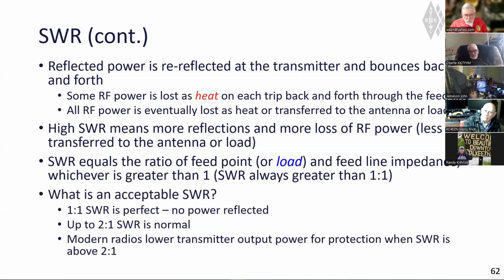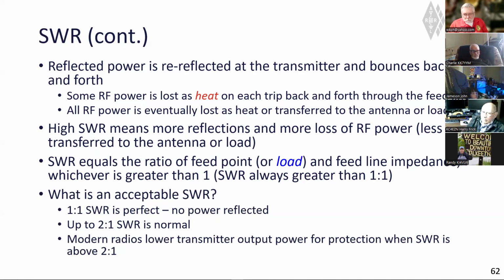What is an acceptable SWR? 1 to 1 SWR is perfect, no power reflected. Up to 2 to 1 SWR is normal. Modern radios lower transmitter output power for protection when SWR is above 2 to 1. Couple of things I'd like to mention here.